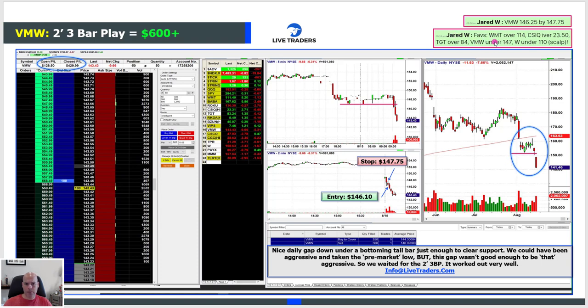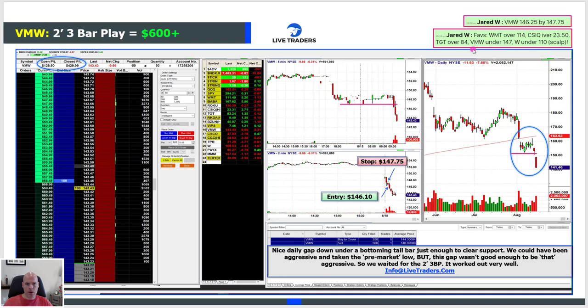There's my favorites. You see VMW under 147 right there? This was put out 6 minutes before the market opened. Okay? 6 minutes before the market opened. So my next job is to go, all right, it's not a level one gap, so we need to be more careful. It's more like a level two minus something like that. It's not perfect, but it's good. And once you add the market in, it's even better. So I pulled up my trusty pre-market charts. And I go, wow, this stock is holding the 147 range, right?